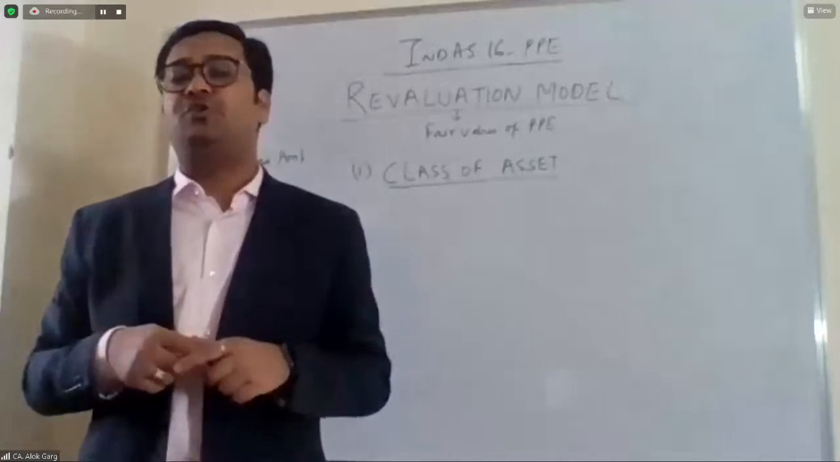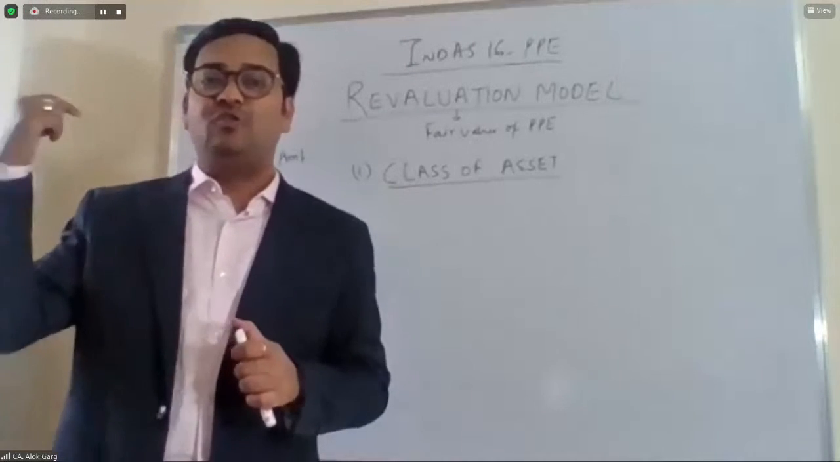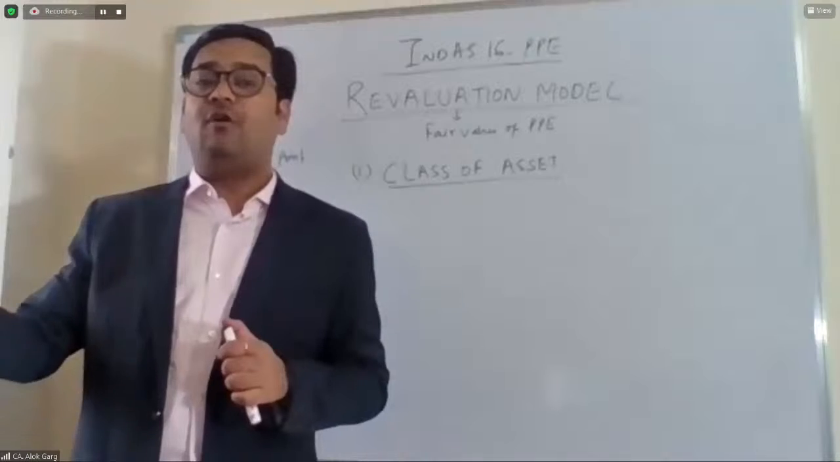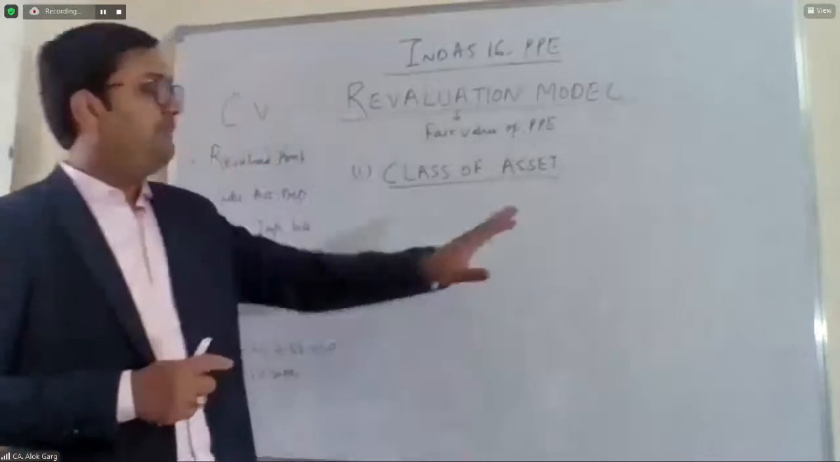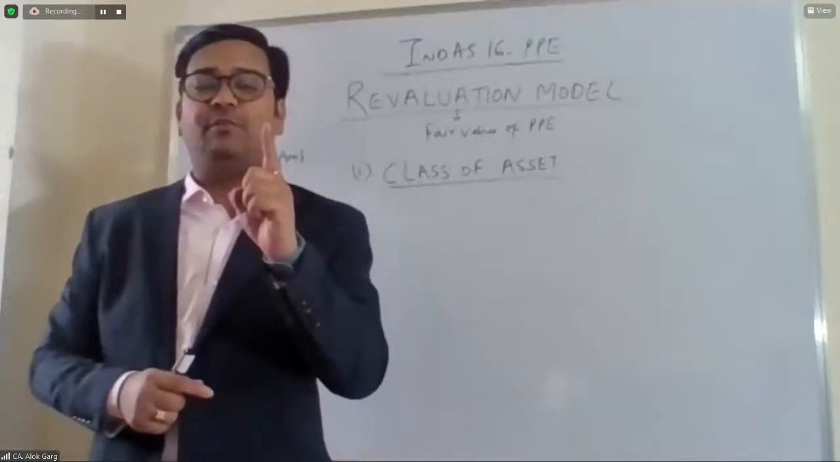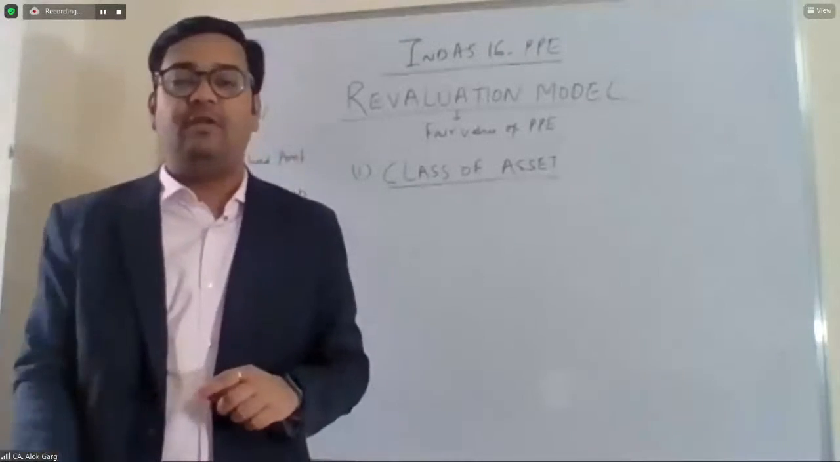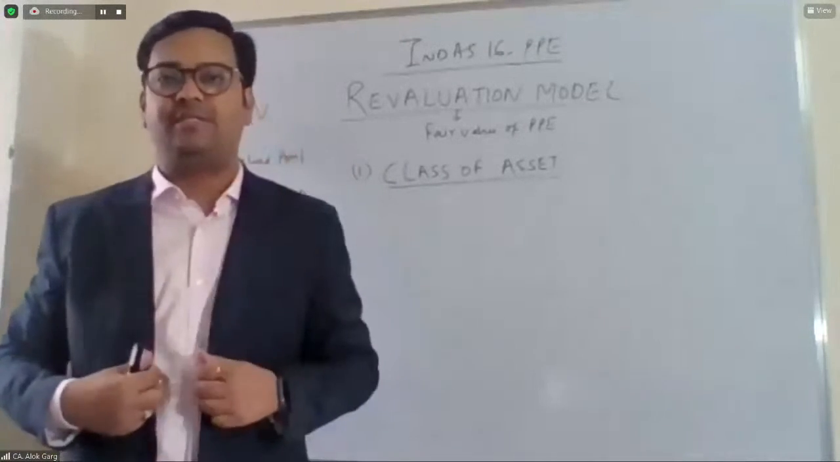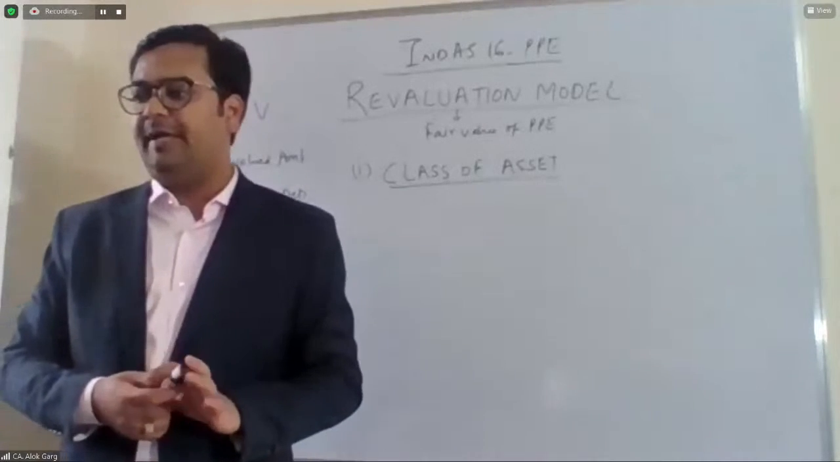So a company wants to do the fair valuation of all the factory building, but does not want to do the fair valuation of office building. Is it allowed? Yes, it is allowed, because the fair valuation has to be done by a class of asset. If one asset is going to be fair valued, then that particular entire class is going to be fair valued. The company cannot have a cherry pick choice. Is it okay?